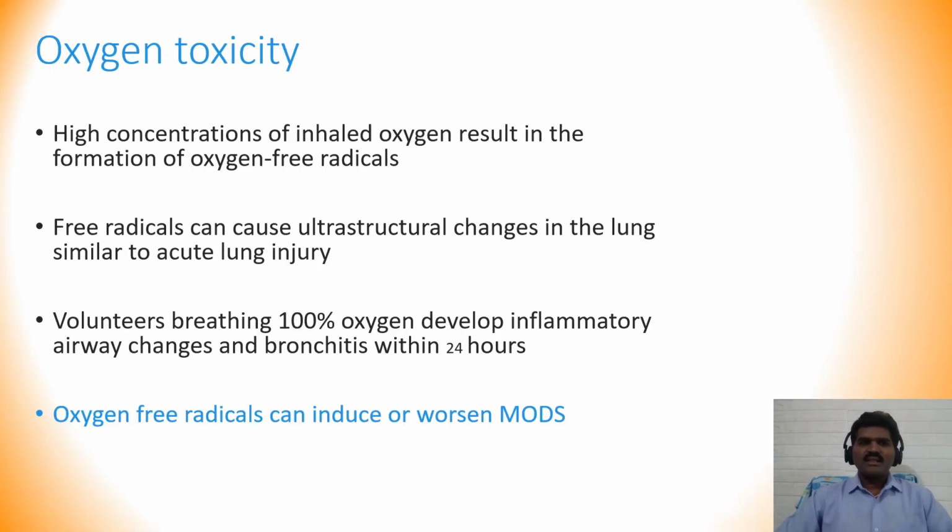Coming to oxygen toxicity, high concentrations of inhaled oxygen result in the formation of oxygen free radicals. Free radicals can cause ultrastructural changes in the lungs similar to acute lung injury. Volunteers who are breathing 100% oxygen will develop inflammatory airway changes and bronchitis within 24 hours. So oxygen should be used very, very sparingly, just like how you use drugs based on their doses.